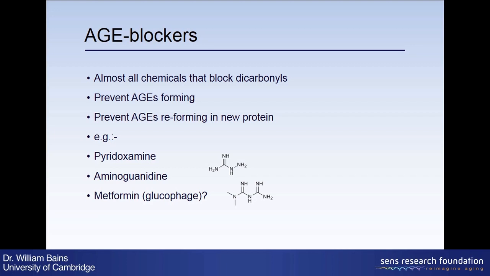The intermediates that people focus on are those dicarbonyls. Remember I mentioned those as being a key thing in the middle of the diagram. Those are reactive compounds, and so you can put a chemical in that will block them, then they won't go on to form AGEs. A couple of things people have talked about, aminoguanidine here, maybe metformin, which is marketed as a diabetic drug called Glucophage.